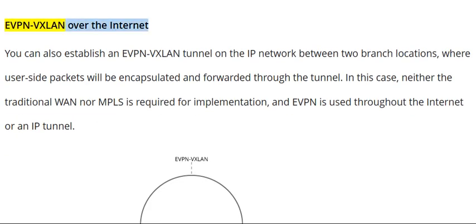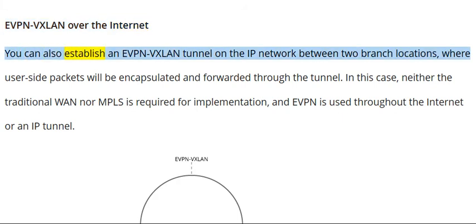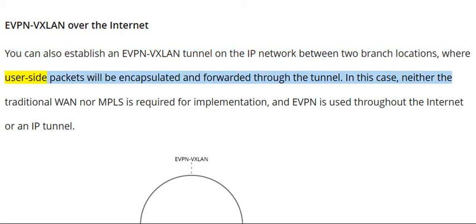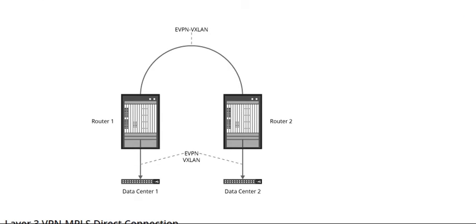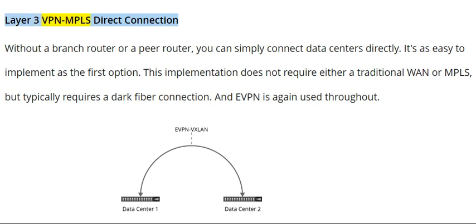EVPN VXLAN over the Internet. You can also establish an EVPN VXLAN tunnel on the IP network between 2 branch locations, where user-side packets will be encapsulated and forwarded through the tunnel. In this case, neither the traditional WAN nor MPLS is required for implementation, and EVPN is used throughout the Internet or an IP tunnel.